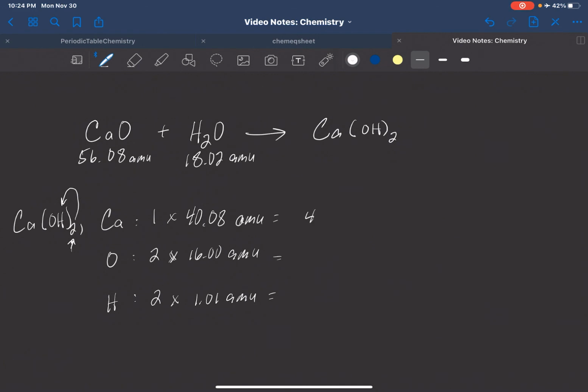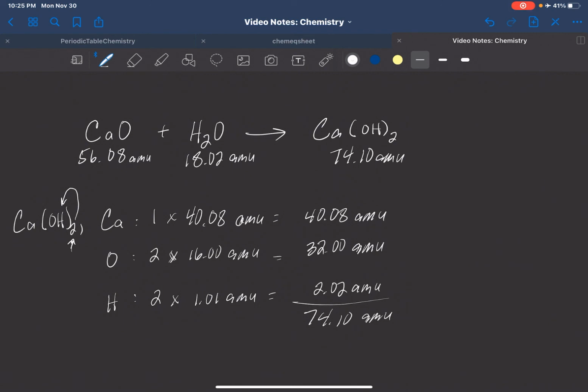So 1 times that would be 40.08. You can see this is mostly tedious more than anything else. 2 times 16, 32 AMU. 2 times that, that's going to be 2.02 AMU. So let's see, we've got 40.08 plus 32 plus 2.02 gives us 74.10 AMU. So here we have 74.10 AMU.